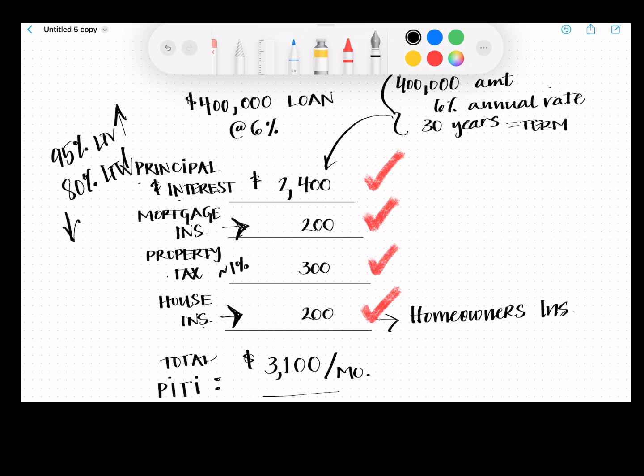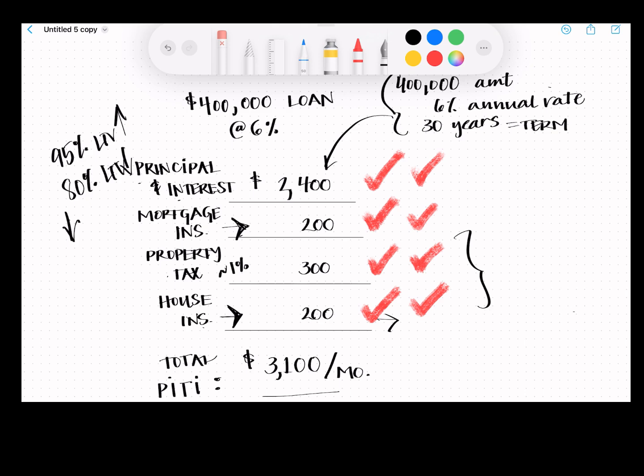So when you see your monthly mortgage payment, it is going to include principal, interest, mortgage insurance, property tax, and homeowners insurance. Important to understand, these 2 items, property tax and mortgage insurance, are part of an escrow account. They keep this money and they pay it on your behalf.